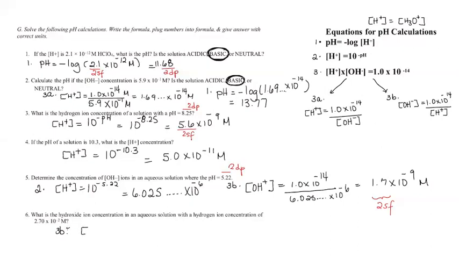So we want hydroxide. We're going to do 1.0 times 10 to the negative 14 molar divided by 2.70 times 10 to the negative 2 molar. So how much hydroxide do we have in this solution?